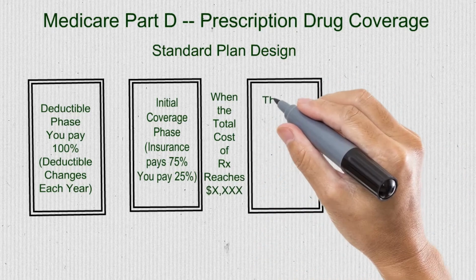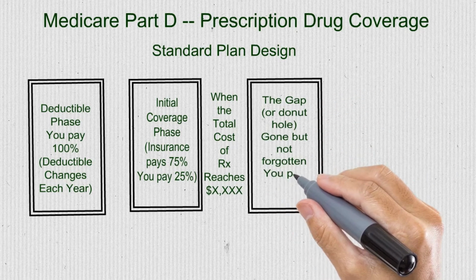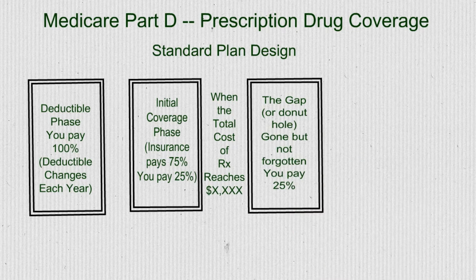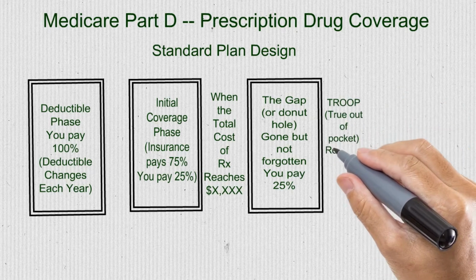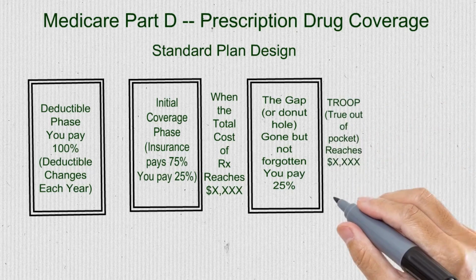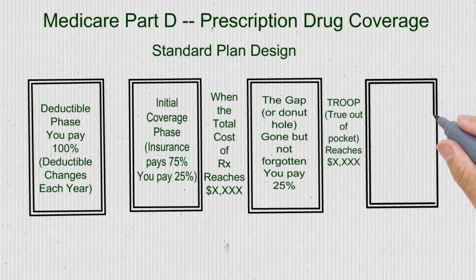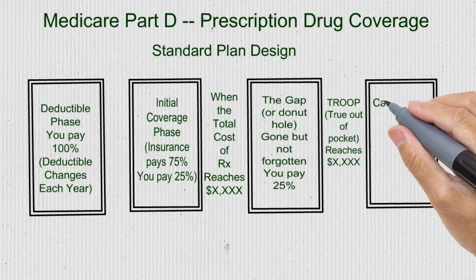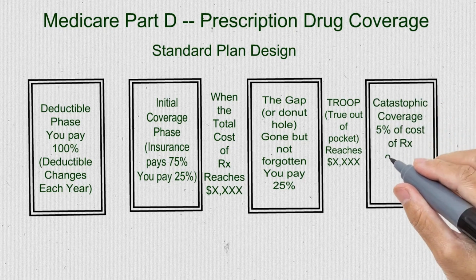The gap is also known as the donut hole, and it's gone, but it's not forgotten. Nowadays, you pay 25% of the gap. And to get through the gap, you must reach what's called your true out-of-pocket, or TROOP, which is a tricky number to determine because although the amount changes every year, the calculation is complicated. And then the fourth phase is the catastrophic phase, where coverage is 5% of the cost of medications or less.